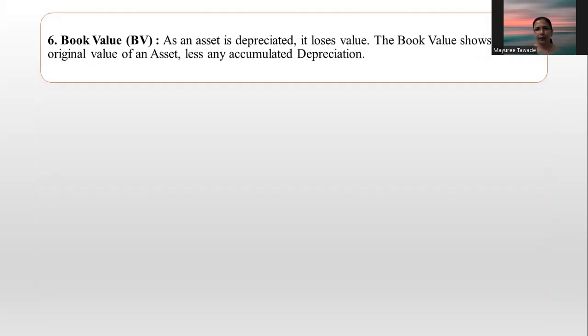Book value: what do we understand by book value? As an asset is depreciated, it loses value. So the book value shown is the original value of an asset less the accumulated depreciation. Here two terms are being introduced, depreciation and book value. Let us first understand what depreciation is, and then we'll come back to book value. So in this context, what is depreciation?